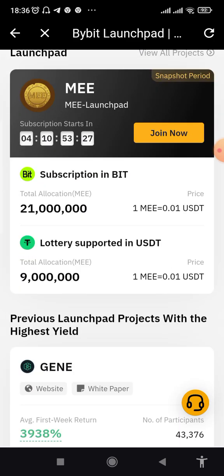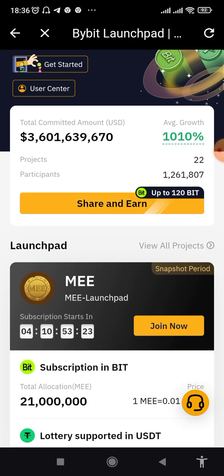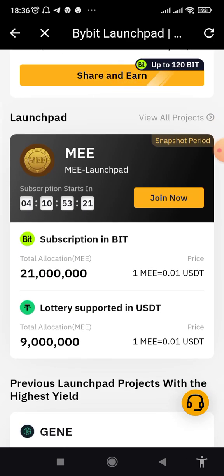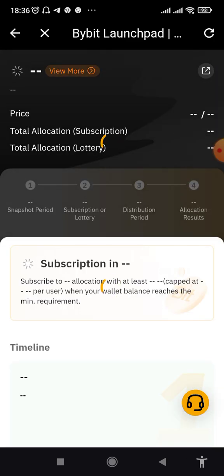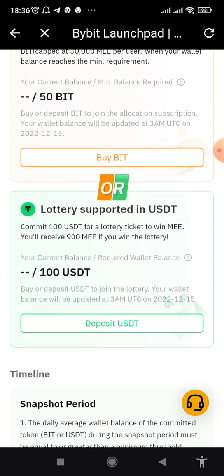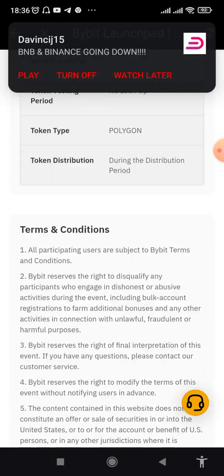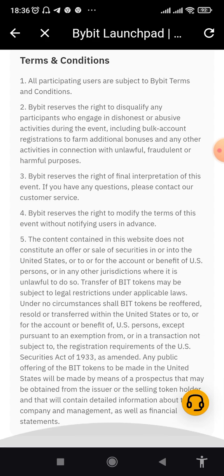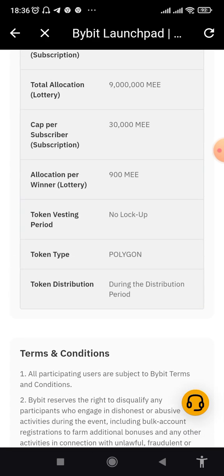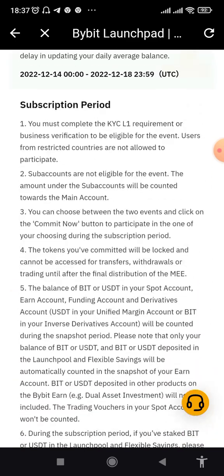Okay, as you can see here, I have the ME token. I'll use this ME token to show you how you can join the Launchpad. So you click on the button join, and once you are here, you see that there are a lot of things here: subscription, lottery support, and the times. But anyway, let's get to the most important part of today's topic: how to join a Launchpad.